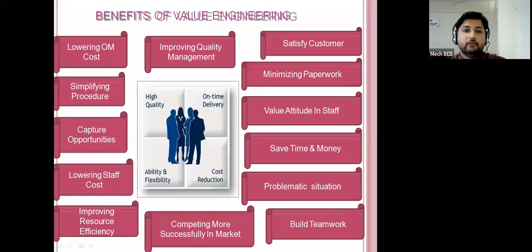Okay, so benefits of value engineering. What are the different benefits of value engineering?